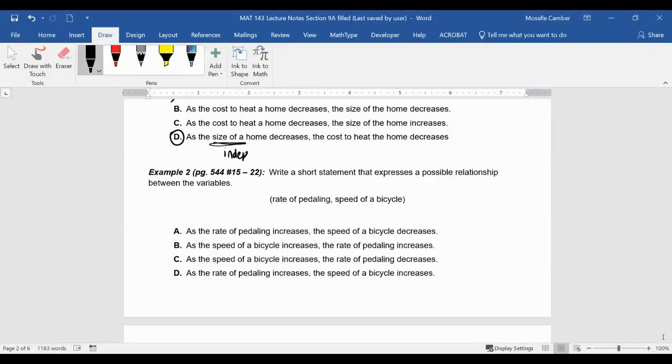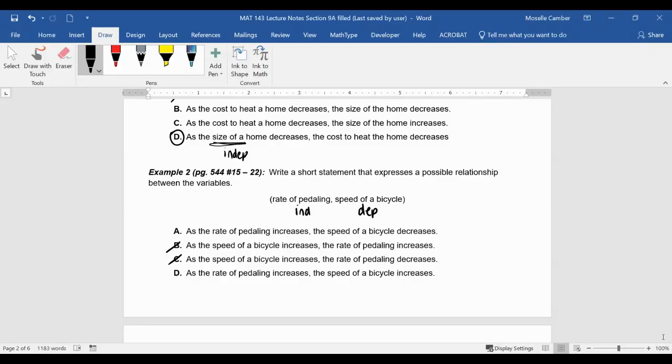So like if you're going fast, that means you have to pedal harder. Or do you pedal harder in order to go faster? Well, of course, you're going to pedal faster to go faster on your bike. So we want the rate to be your independent and the speed is going to be your dependent. So we want it to say as the rate of pedaling. So we know that the rate of pedaling is going to determine your speed. So we know it's not B or C.